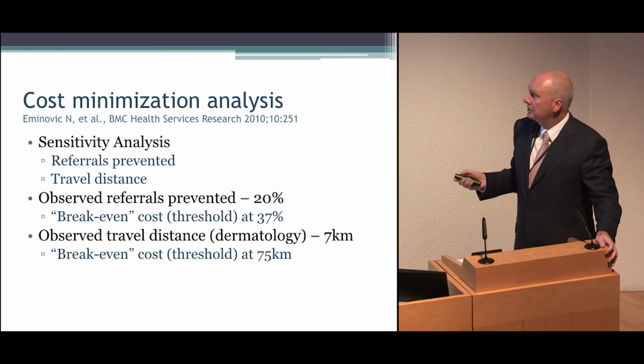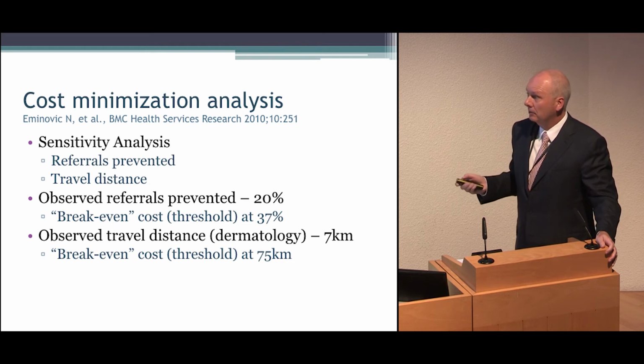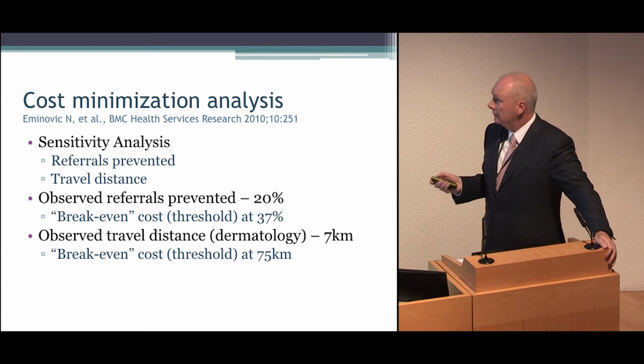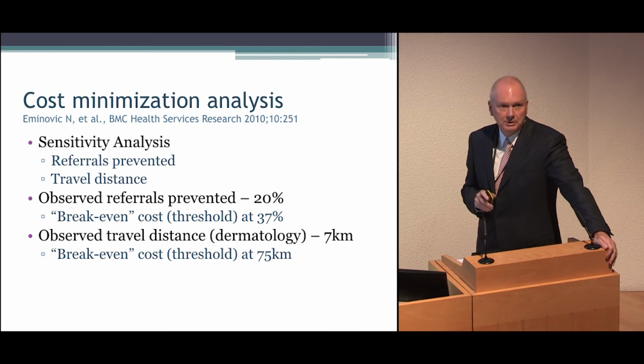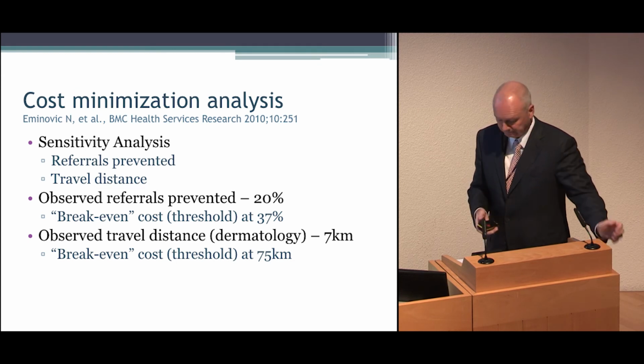The observed travel distance was 7 kilometers. The sensitivity analysis found a threshold value, or break-even cost, at 75 kilometers. So again, teledermatology would be more costly until you reached a travel distance of 75 kilometers. Now, 75 kilometers might be an unreasonable distance to travel in the Netherlands for healthcare, but I can tell you it's not an unreasonable distance to travel for care in the US.